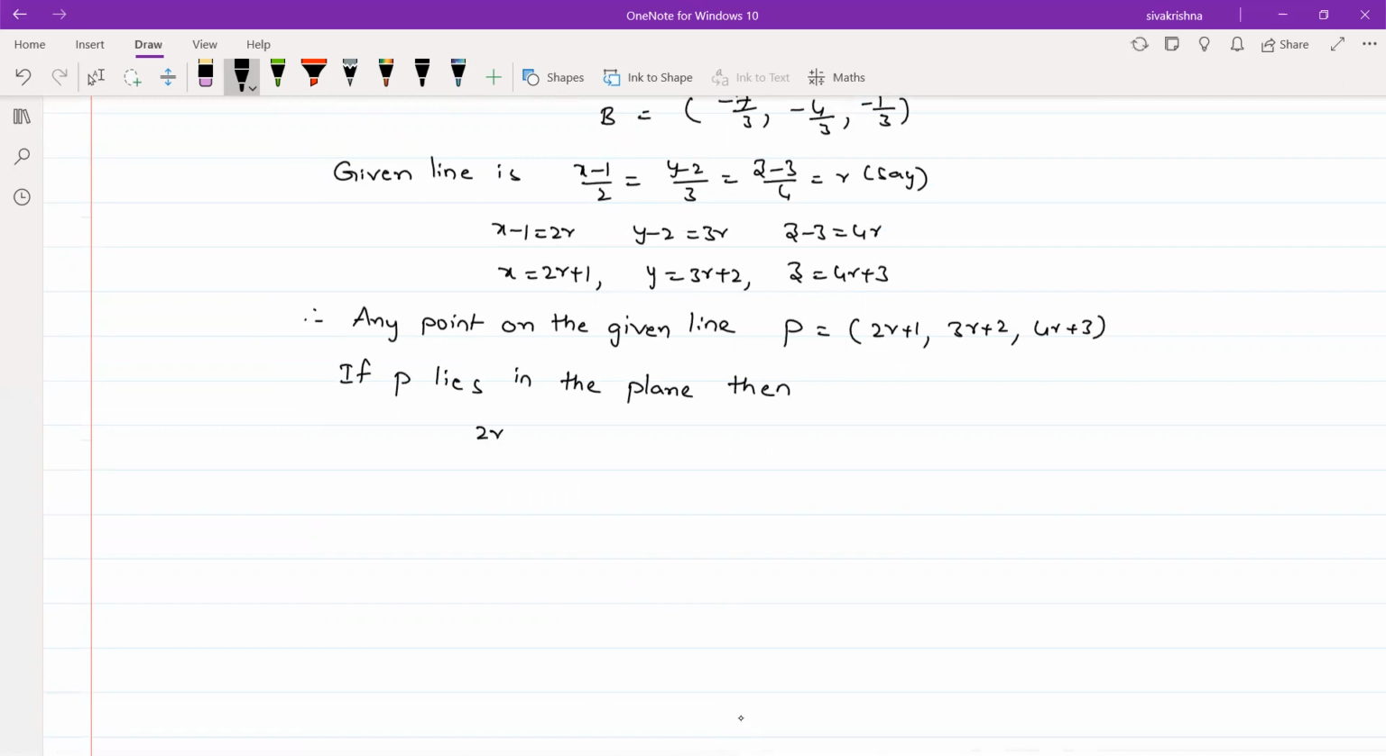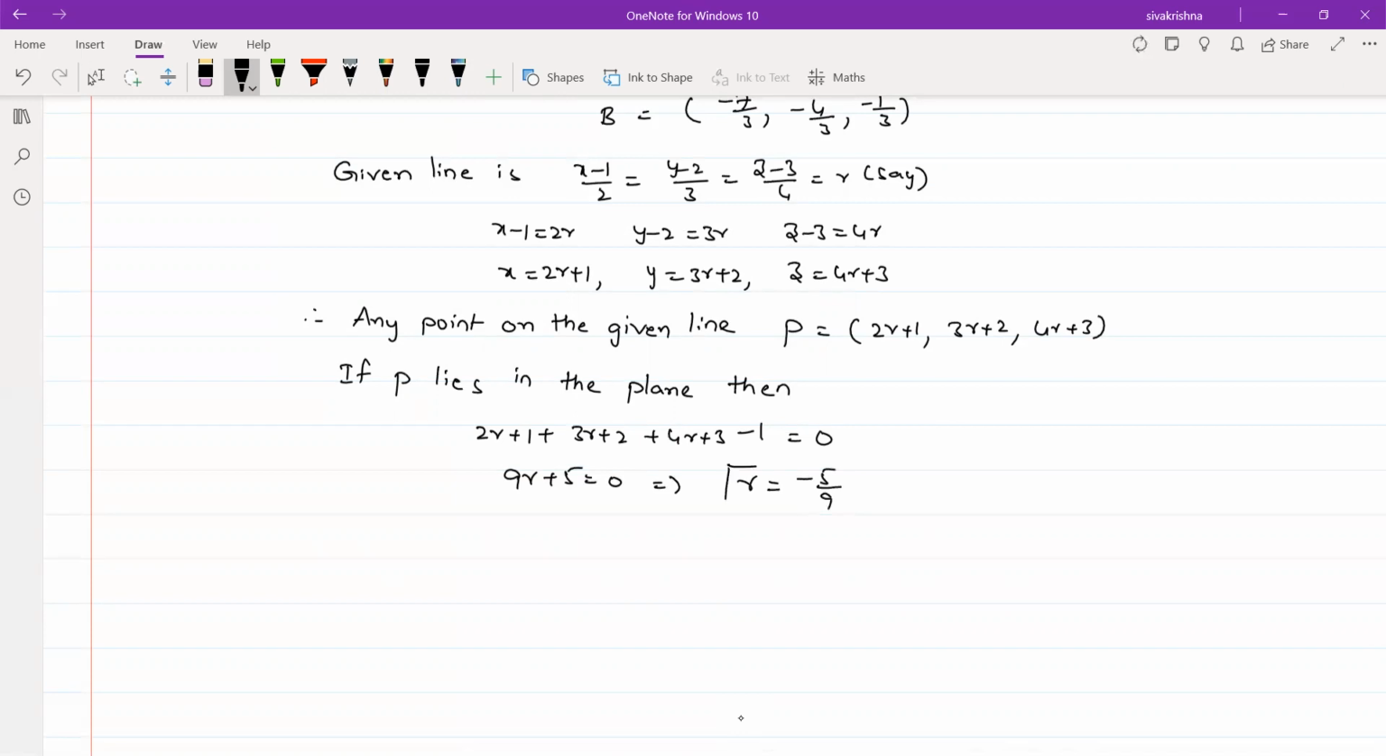So I am writing directly: x is 2r + 1, plus 3r + 2, plus 4r + 3, x + y + z - 1 = 0. Clearly this point P satisfies the given plane equation whenever this point lies in the plane. We get 2r + 3r + 4r, that is 9r, and 1 + 2 + 3 - 1 is 5, so 9r + 5 = 0. So this implies we get r = -5/9.